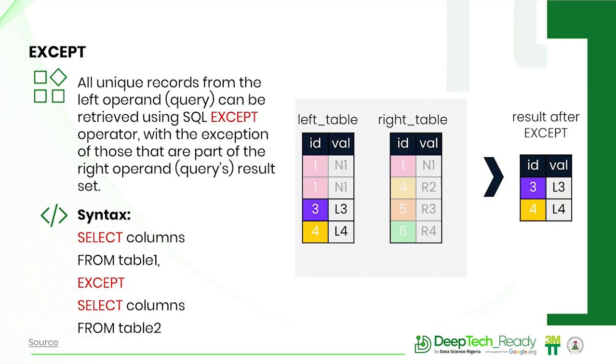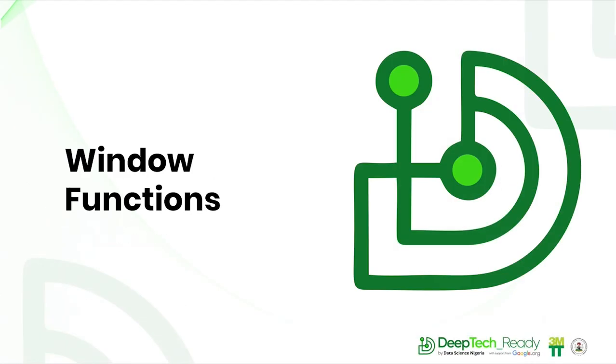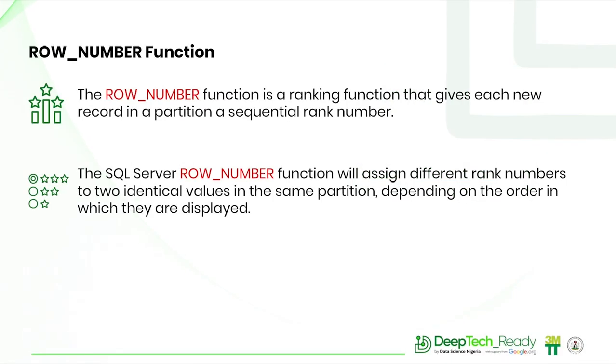Now this will take us to look at window functions. In our window functions, we'll be looking at some of the functions. The first function that we'll be looking at is the ROW_NUMBER function. What is the ROW_NUMBER function? ROW_NUMBER is a ranking function that assigns each row in a partition a unique sequential rank number. If two values are identical within the same partition, SQL will assign them different rank numbers based on the order in which they are displayed.